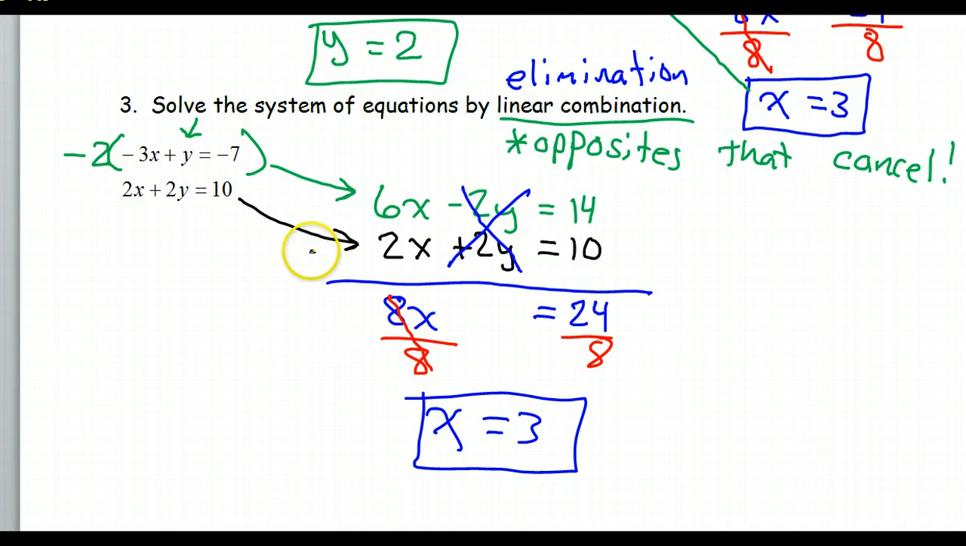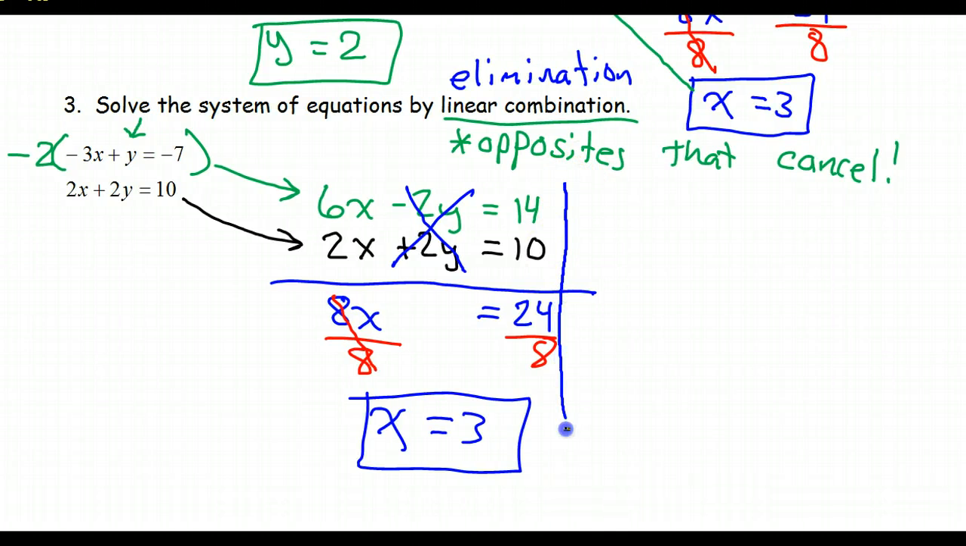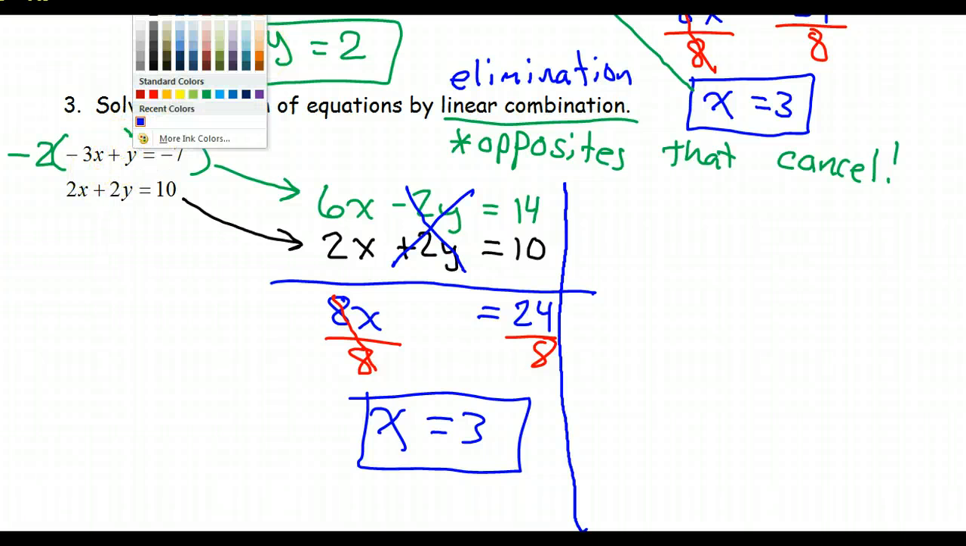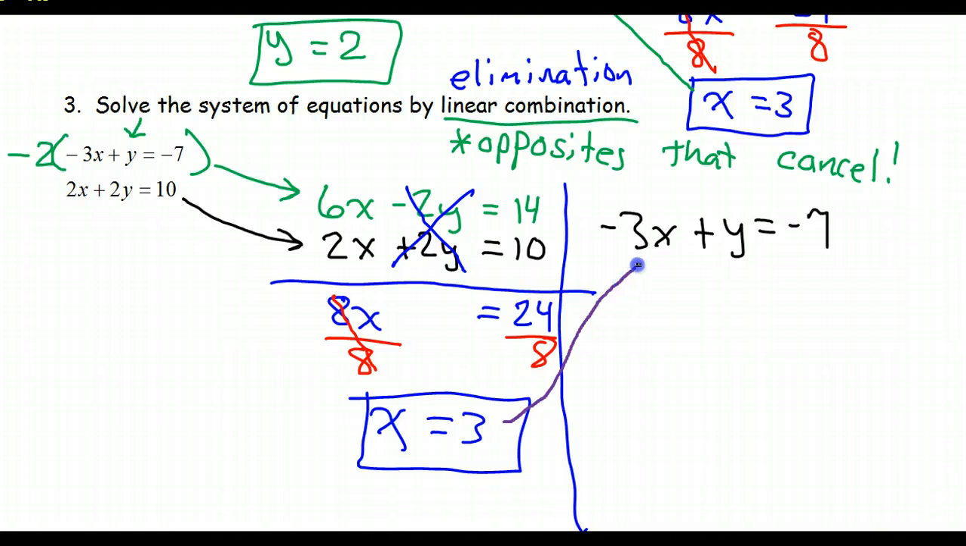But we are not finished. We still need to find the y value. So the way you do that for elimination is just like for substitution. You have to take this and substitute it into one of these two equations. You can use whichever one you want. I'm going to use the top equation. So the top equation was negative 3x plus y is equal to negative 7. So if I take this and substitute, I'm going to put it in for x right there.